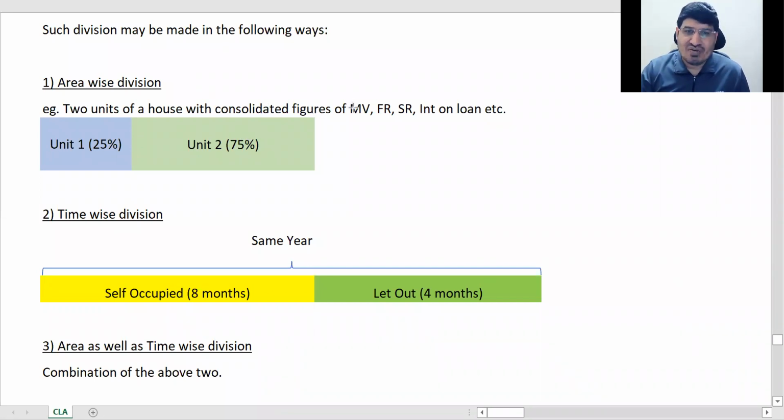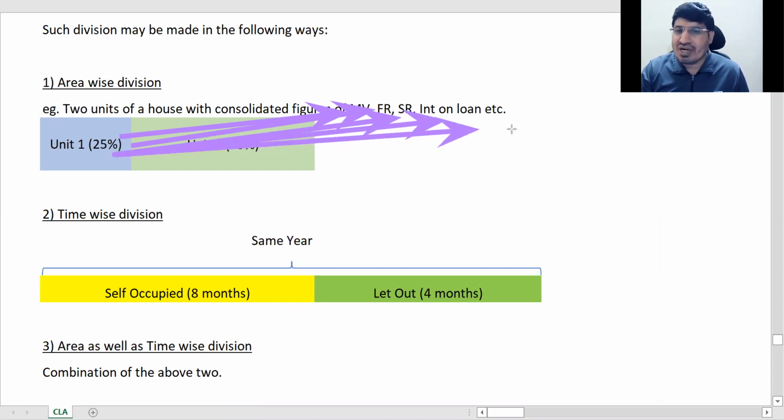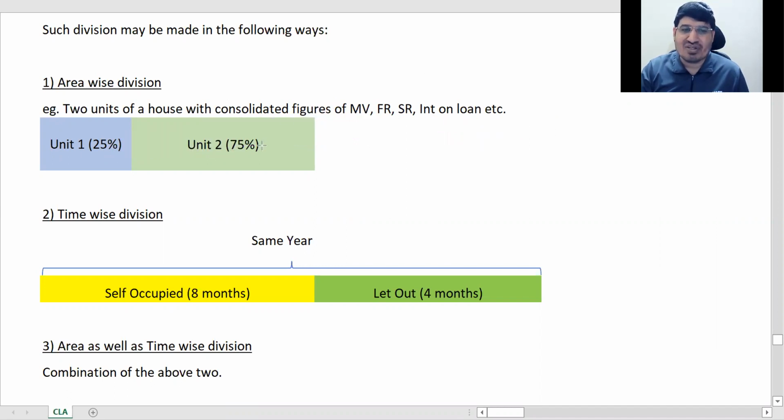What you have to do: whatever municipal value you have for self-occupied, take 25%. Fair rent 25%, standard rent into 25%. Interest on loan for the whole house, again 25%. Municipal tax for the whole house, again 25%. Just do everything by 25%. Same for this side, into 75%. That's all you have to do.